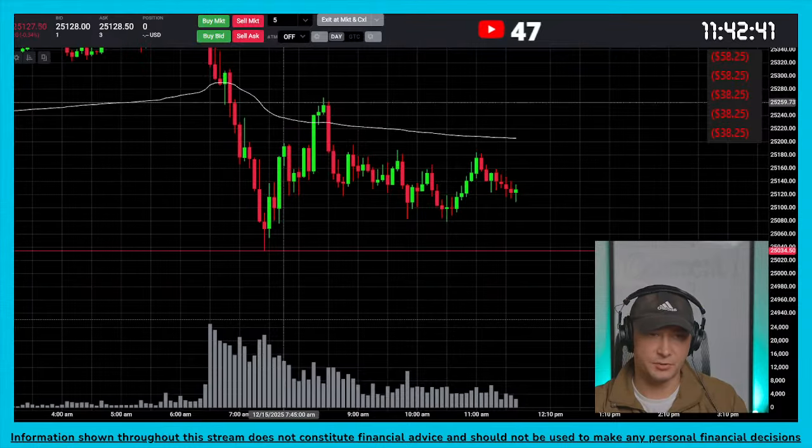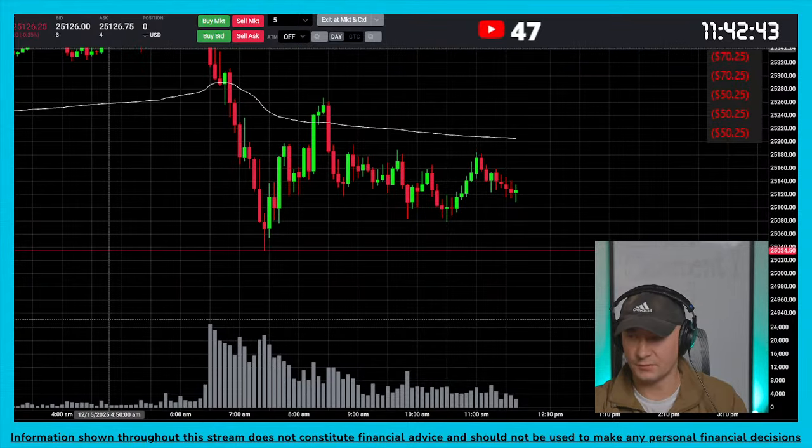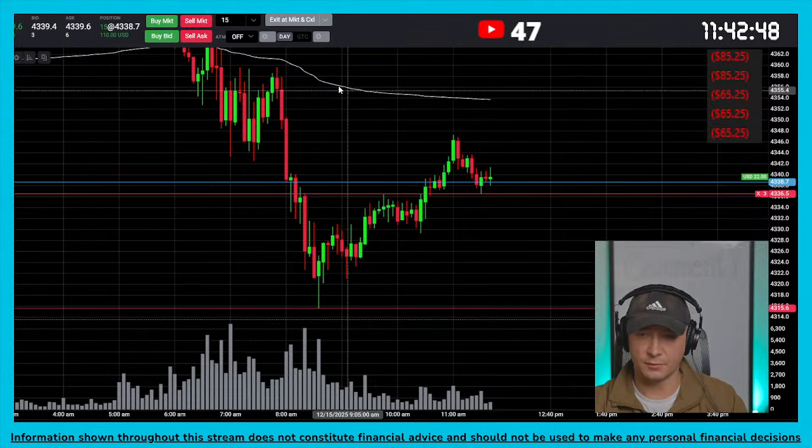Can I do split screen? I don't have it set up for split screen, sorry. I can just change back and forth.